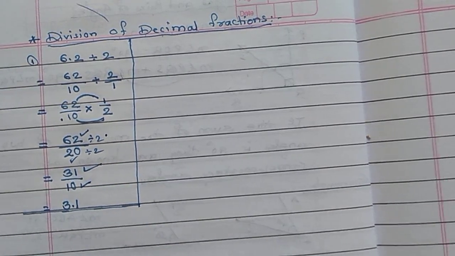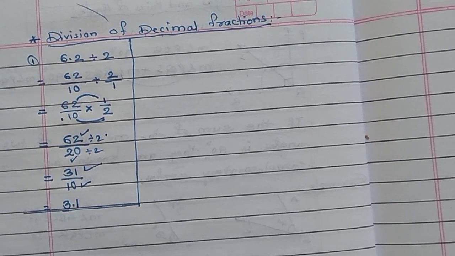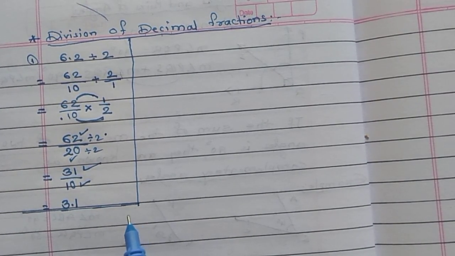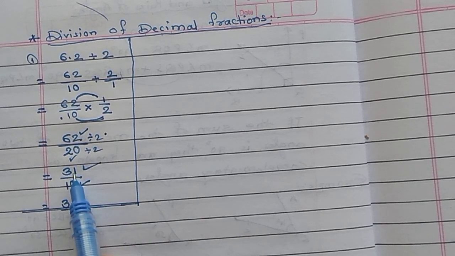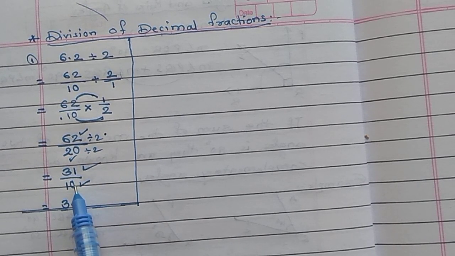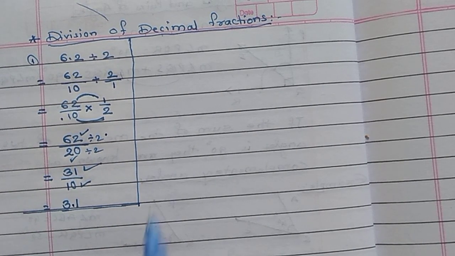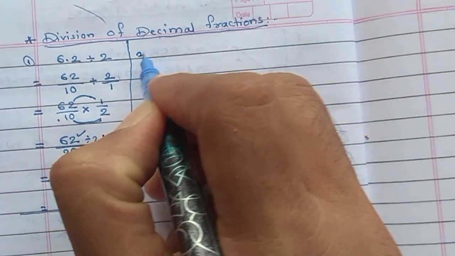Now this very easily we can convert into decimal fraction, means we can write it by using the decimal point. So 31 is written as it is. How many zeros are there? 1. Then before 1 digit give the decimal point. So the answer is 3.1. Then we go to the second example.